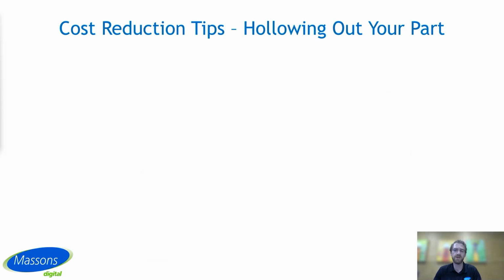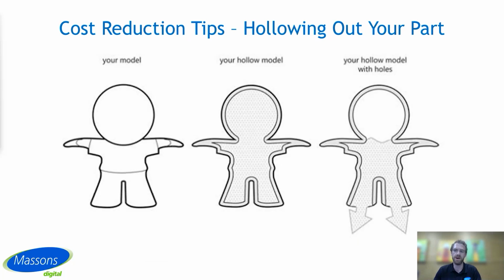A couple cost reduction tips. Hollowing out your part. Please hollow out the center of your designs. It can help reduce the amount of material that you're using and reduce the overall weight of the finished device. Don't forget to add escape holes to allow for powder removal. While support material is not a concern when designing for MJF like it is for FDM, being able to remove the powder from any internal cavities must be thought about.